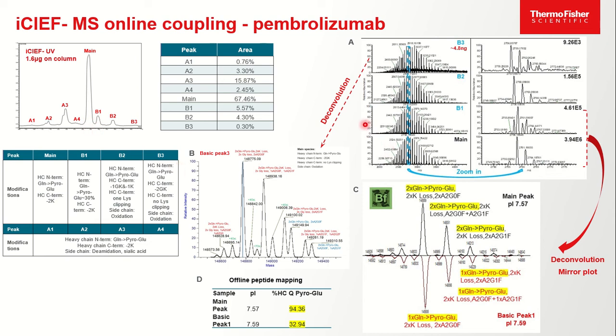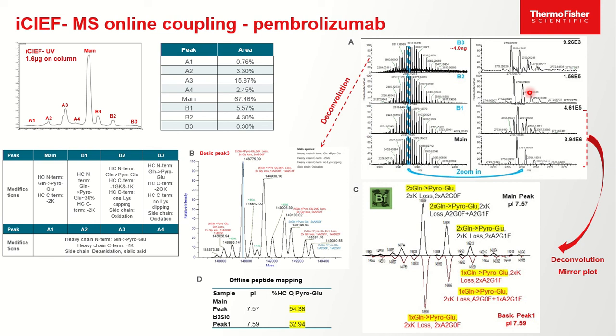Figure A describes the comparison of the raw spectra of the basic peaks and the main peak. It is easy to observe mass shift even at the raw spectrum level, because basic variants are mainly caused by heavy chain C-terminal truncation, heavy chain N-terminal pyroglutamate cyclization, and oxidation.